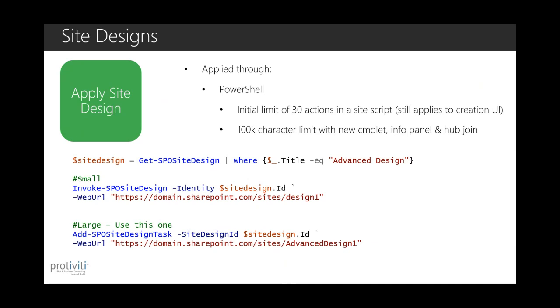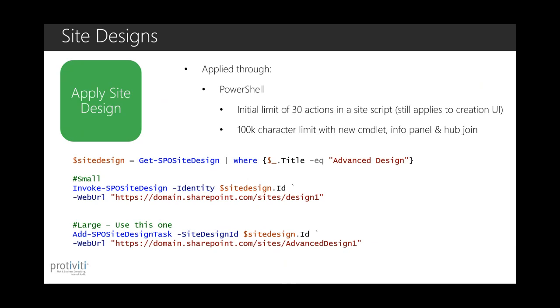What originally came out was called Invoke-SPOSiteDesign. And that actually has a limit of 30 actions in a site script. If I run that PowerShell cmdlet with a site design that has more than 30 actions, it will fail. So what we have now is what's called a site design task. What actually functions now is that instead of invoking it instantly, it queues it up for a job to go run it.